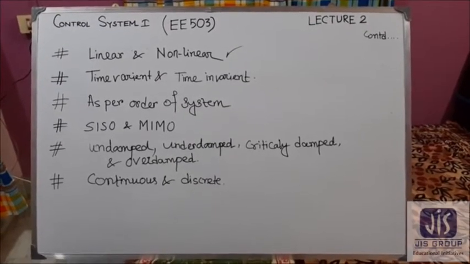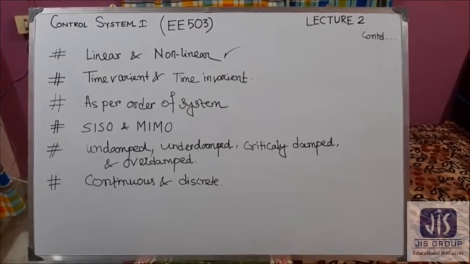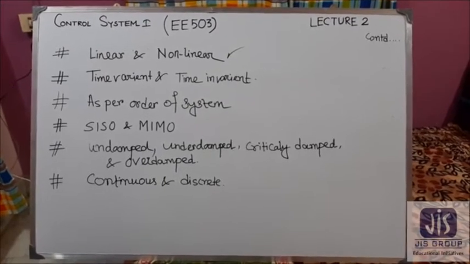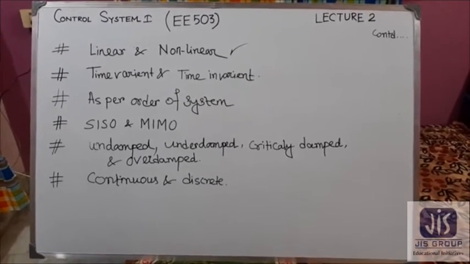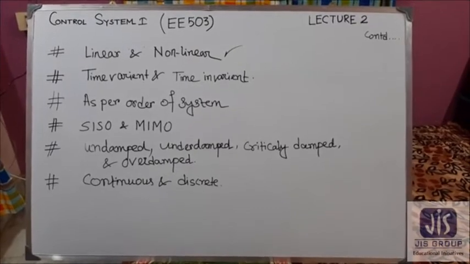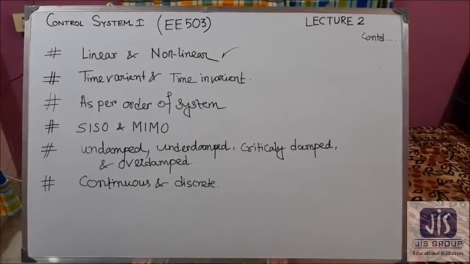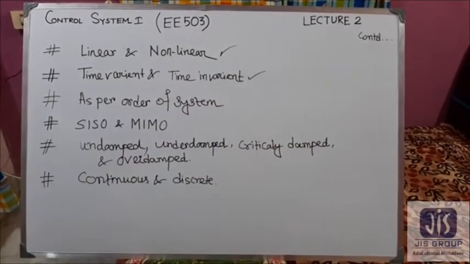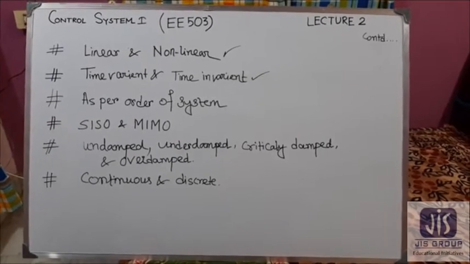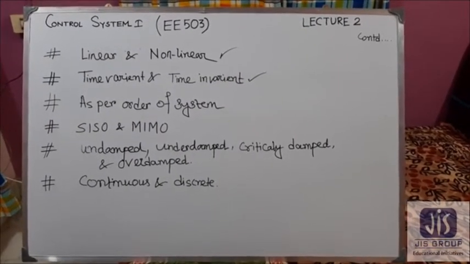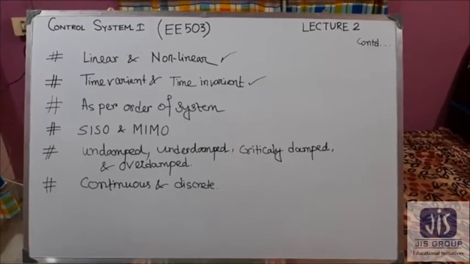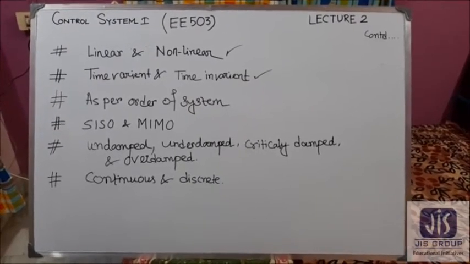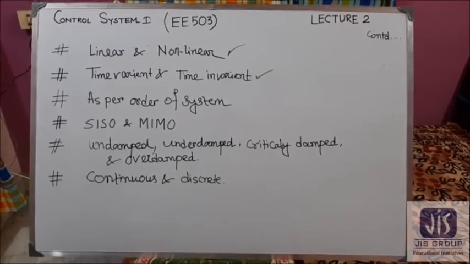So according to the method of analysis and design, we can classify control systems as linear control and non-linear control systems. Next, depending upon whether the parameters of the system are constant with respect to time or not, that is known as time variant and time invariant system. If the circuit constants are not changing with respect to time, then it is called time invariant, and if they change with respect to time, then it is called a time variant system.